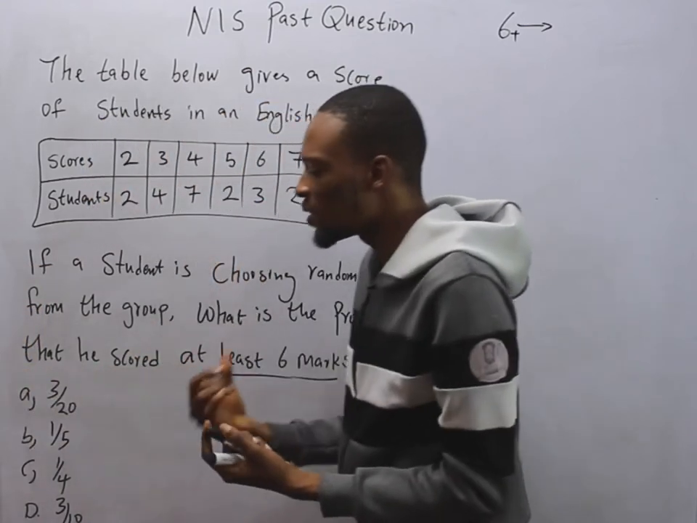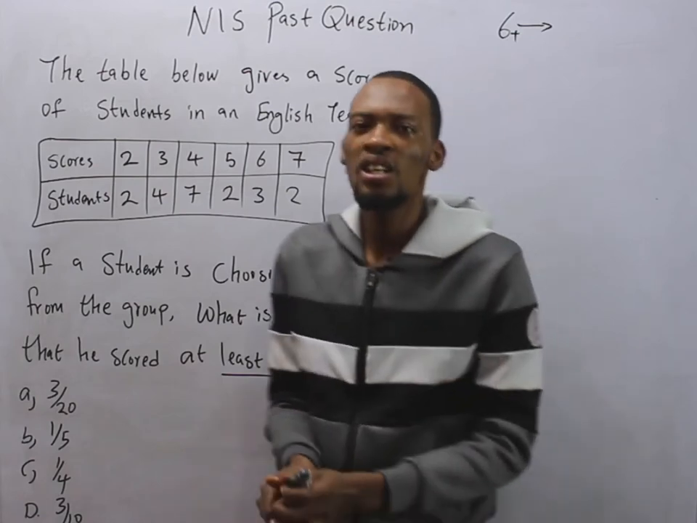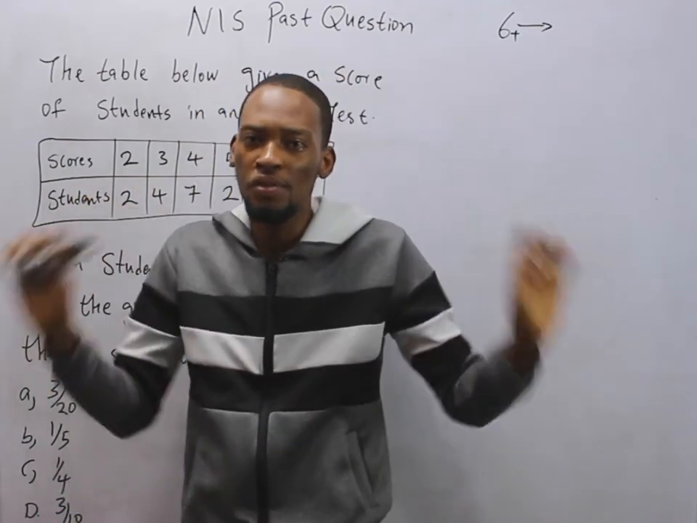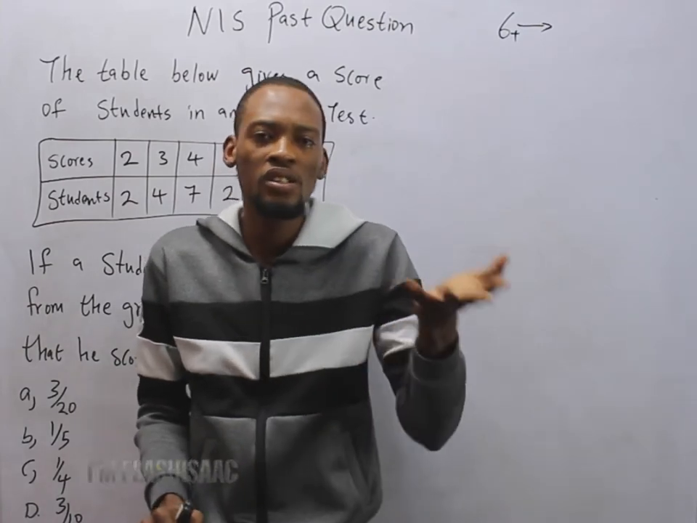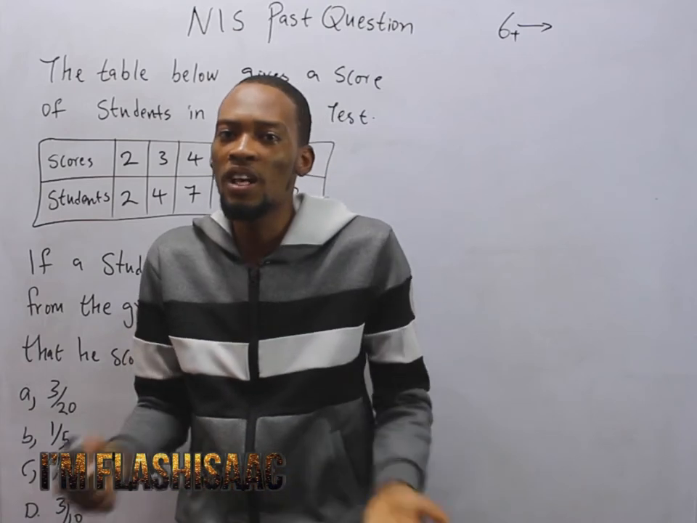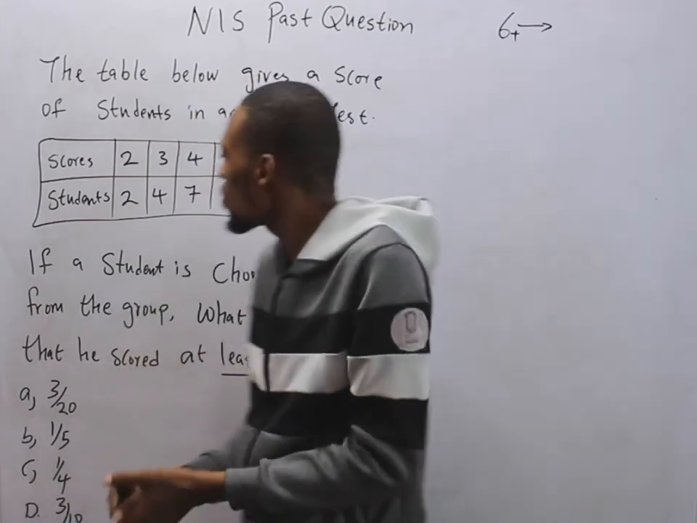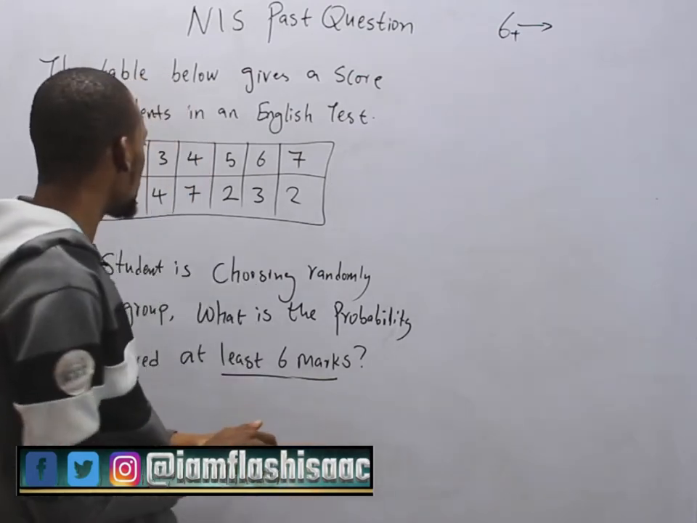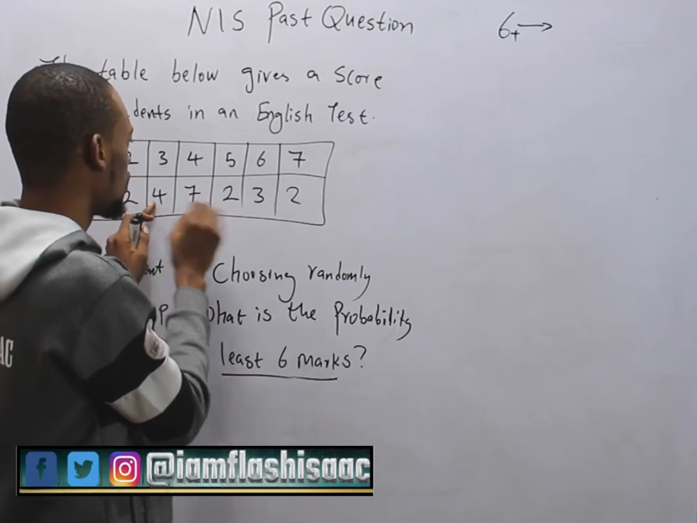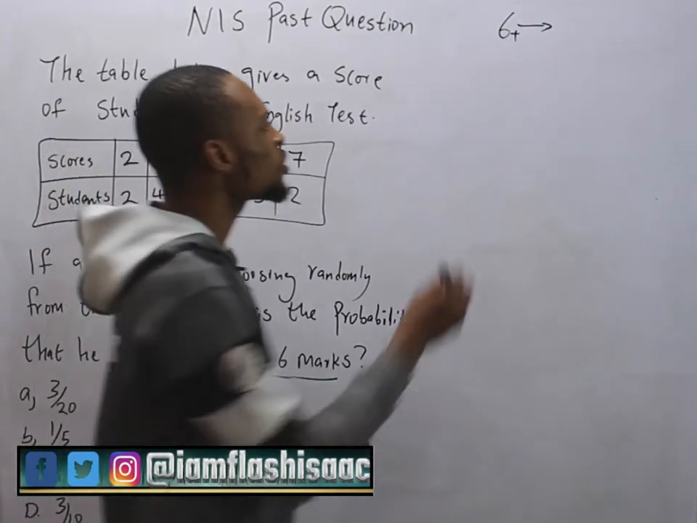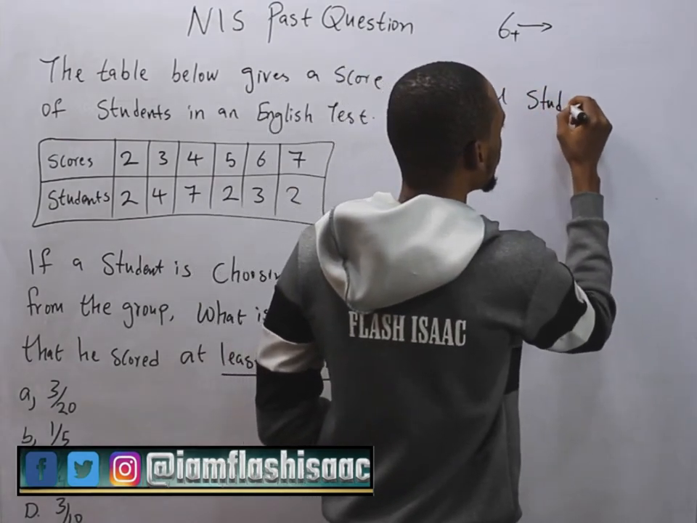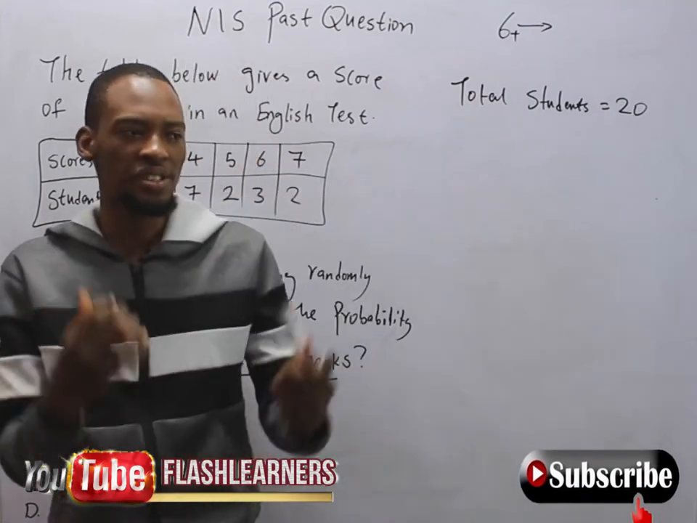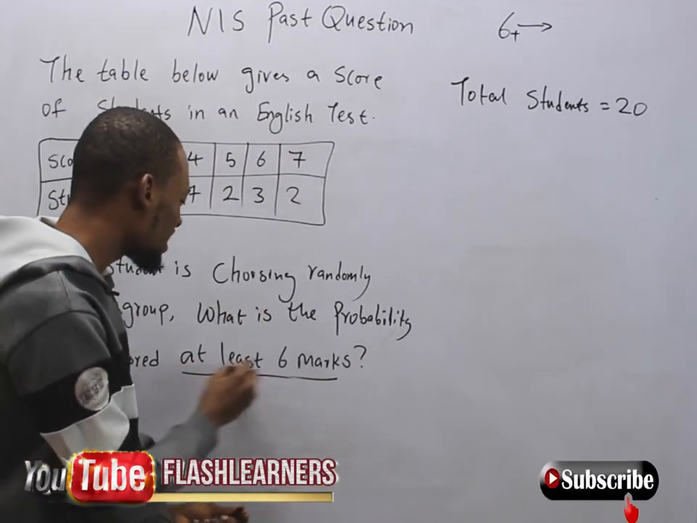To find the probability that a student will score 6 marks or above, we find how many students actually scored 6 marks or above over the total number of students. That is the chance. The chance of picking 2 out of 100 is simply 2 over 100, which is 1 over 50. So out of all the students, let's check how many they are. The number of students is 2 plus 4 is 6, 10, 20. So the total number of students equals 20.